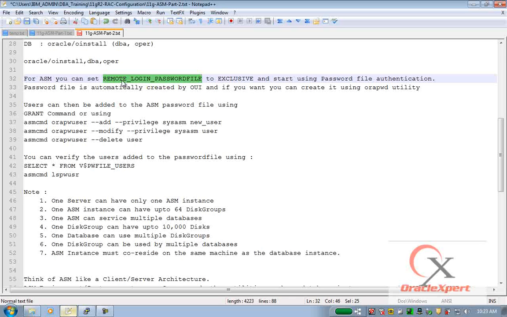On similar lines, if somebody wants to log into an ASM instance remotely with sysASM, sysDBA or sysOperator privilege, your ASM instance must have its own password file. The password file in case of ASM is automatically created by the Oracle Universal Installer, and if you want, at any given point in time, you can also recreate it using the orapwd utility, the way you create it for the database environment. Once you have this password file, users can then be added to the ASM password file using the grant command, the way we do in database.